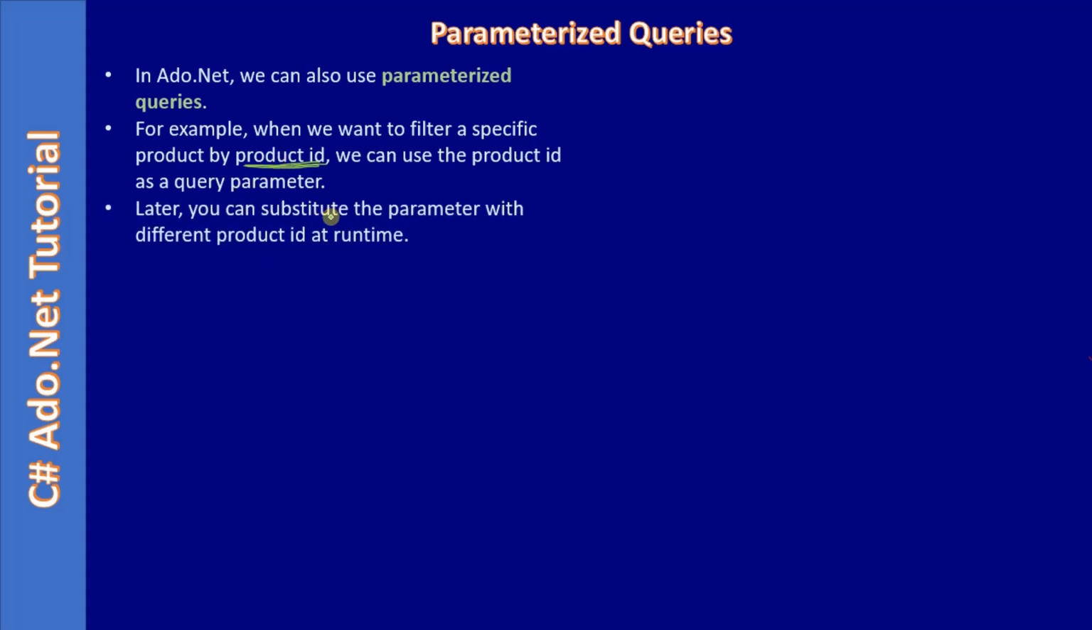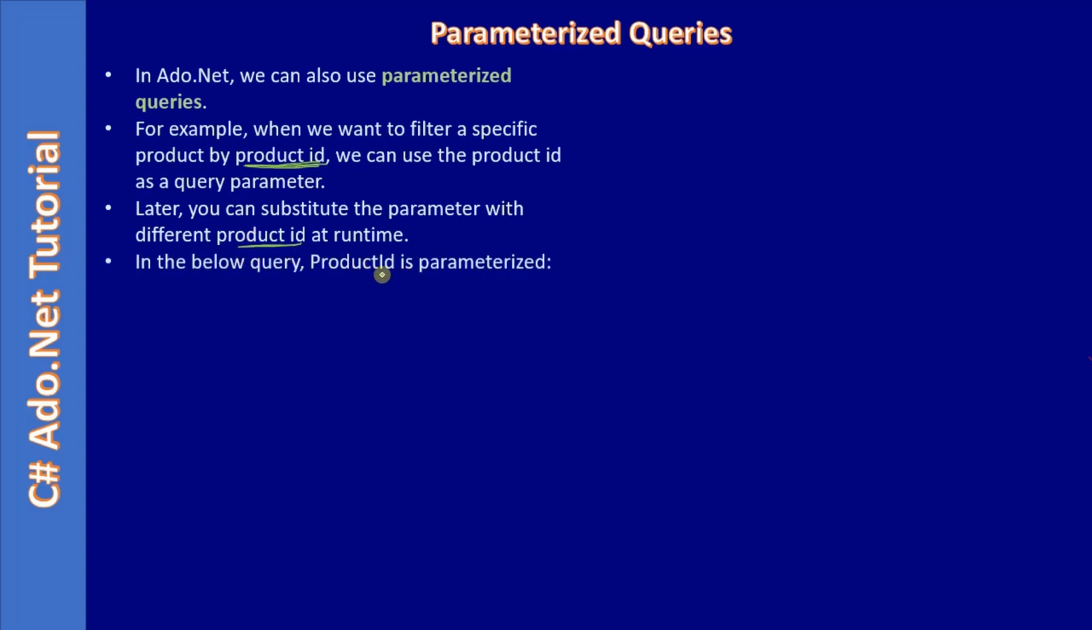Later, we can substitute the parameter. Parameter means here we are talking about product ID. Later, we can substitute the parameter with a different product ID at runtime. So we will supply value to this product ID at runtime.